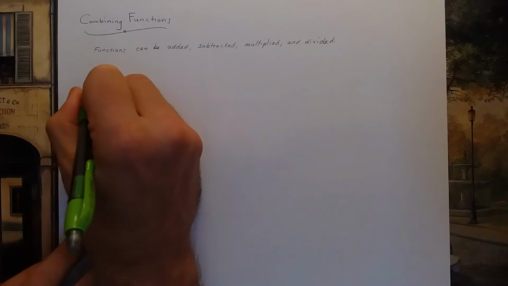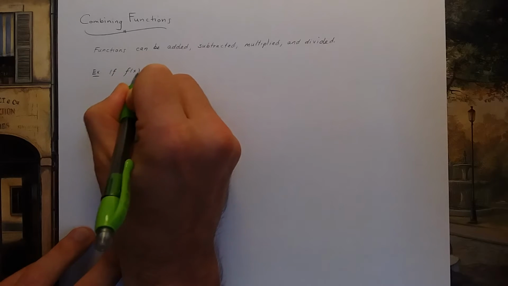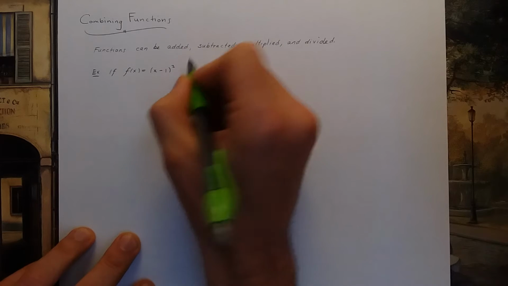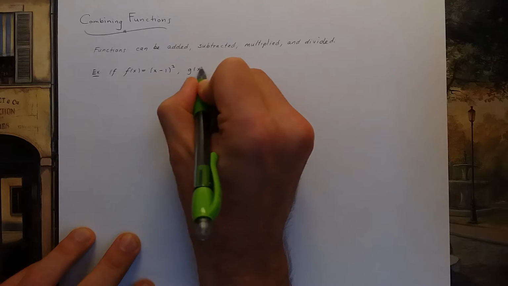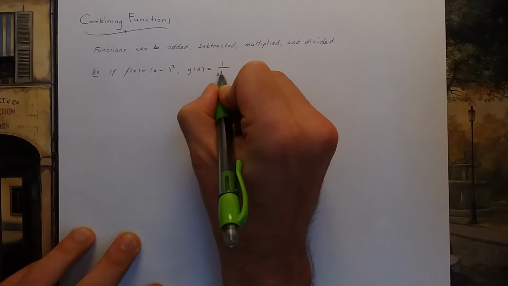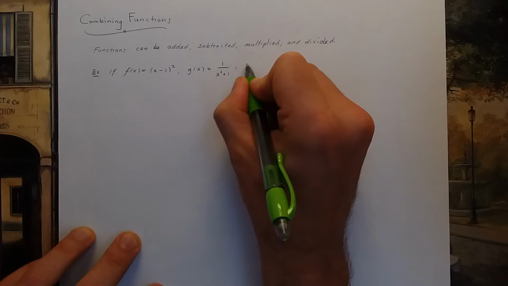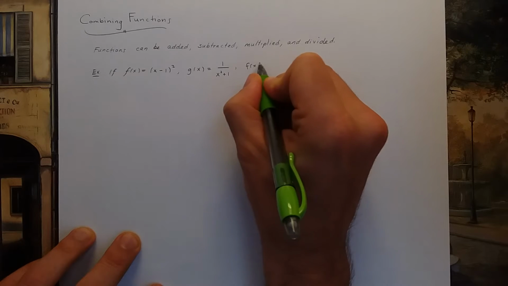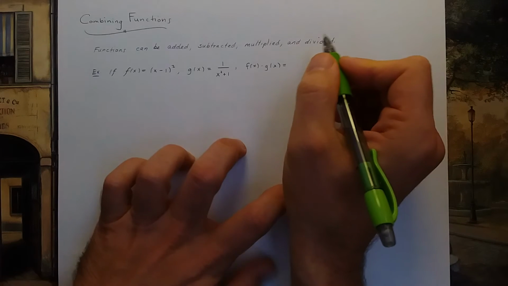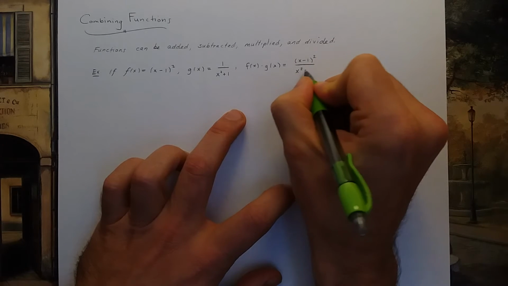So, for example, if f of x is (x minus 1) squared, and g of x is 1 over x squared plus 1, then I could multiply the two functions together. So f of x times g of x is (x minus 1) squared divided by x squared plus 1.